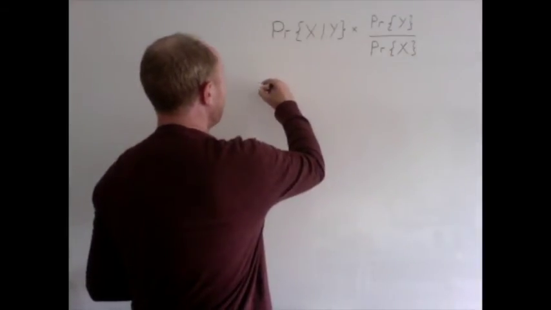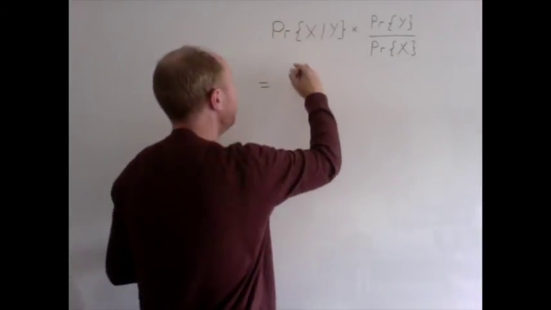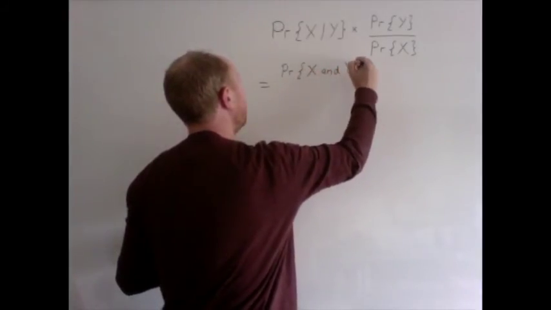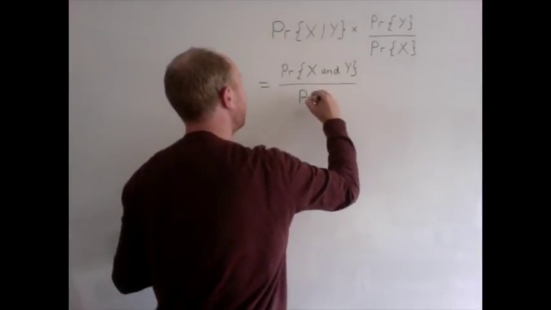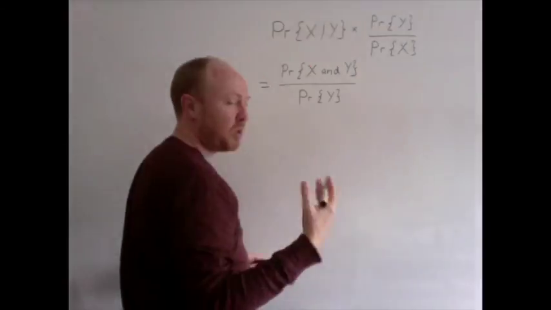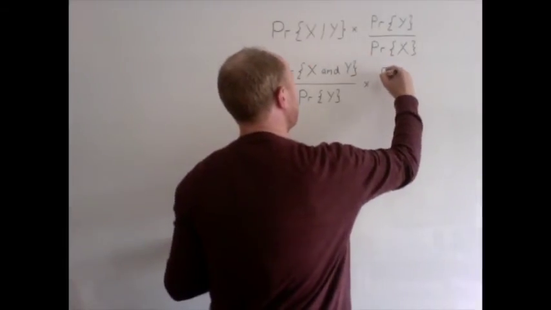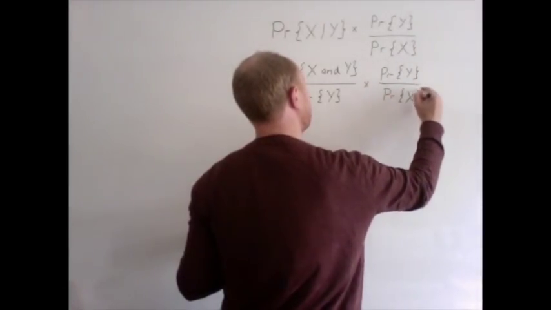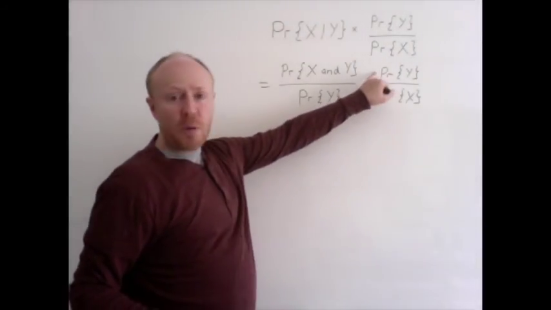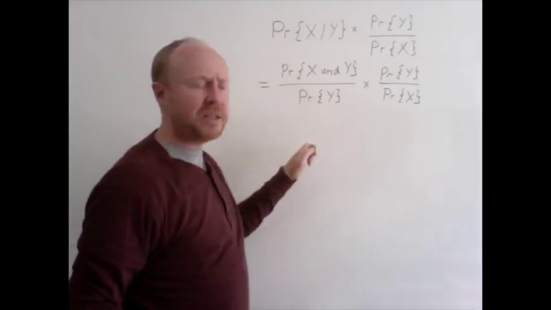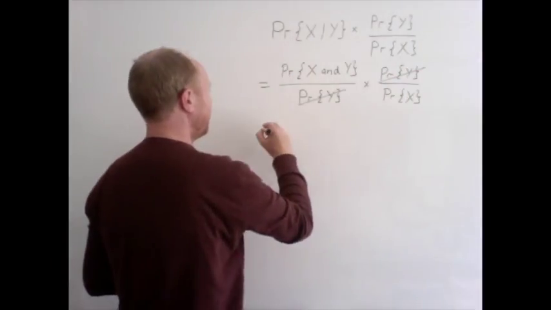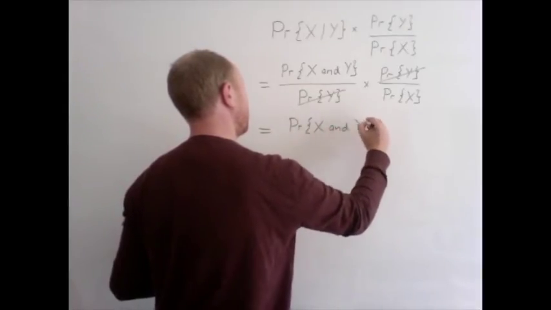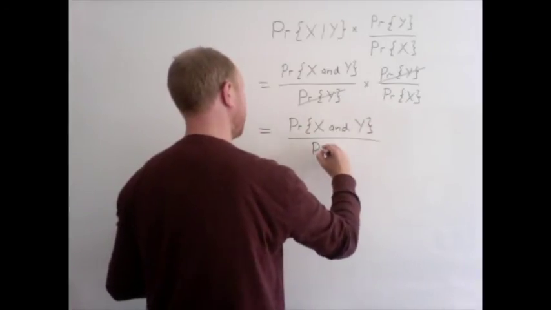By the formula for conditional probability, I know that this is equal to the probability of both x and y occurring divided by the probability of y. And I am multiplying that by the ratio probability of y occurring divided by the probability of x occurring. The top part of this fraction will cancel out the bottom part of this fraction, so we are left with the probability of x and y occurring divided by the probability of x occurring.